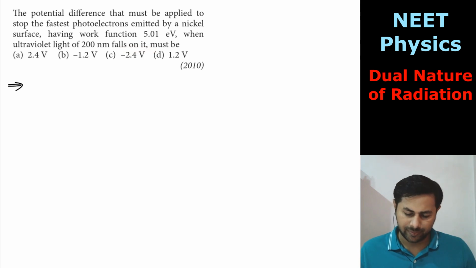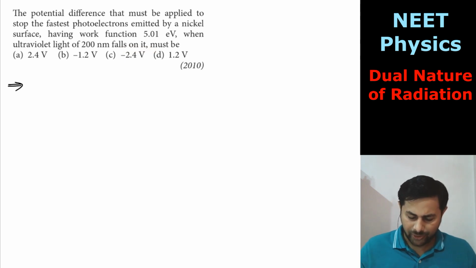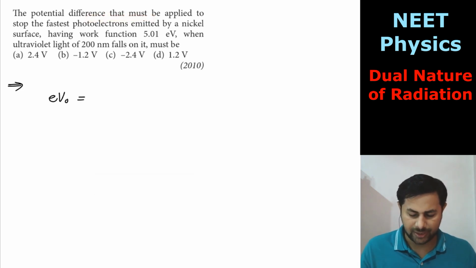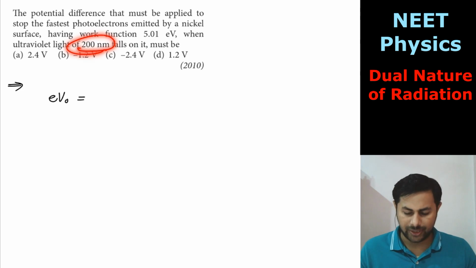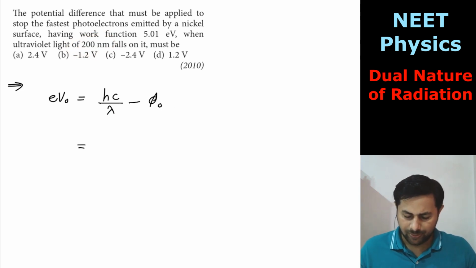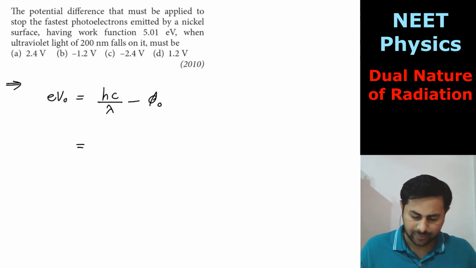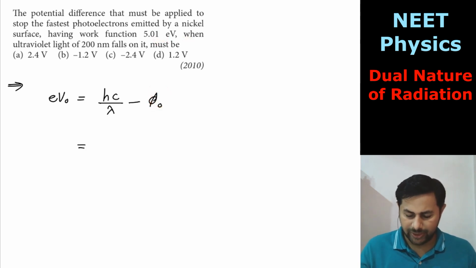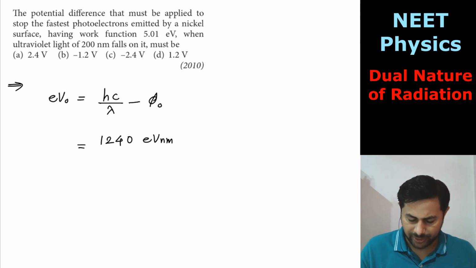So tell me, again it's similar. You want the stopping potential, right? So it is E times V naught is equal to, and now what's given is the wavelength, which is 200 nanometers. So you have hc by lambda minus phi naught. Then put the values. Phi naught is given in electron volts, right? hc we know is 1240 eV nanometers divided by lambda. What's lambda?